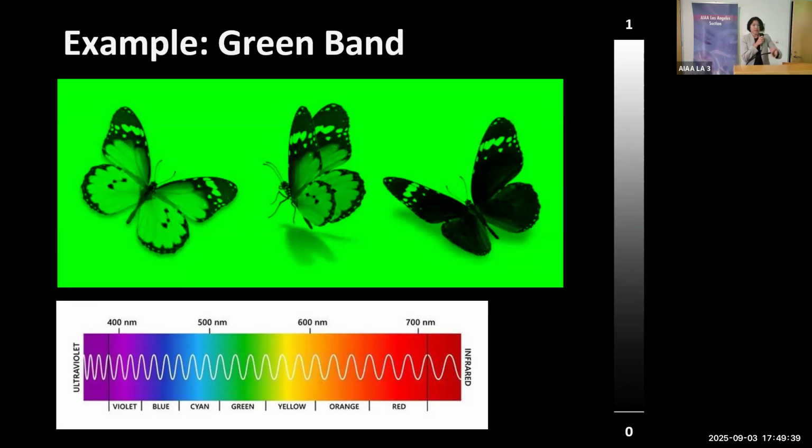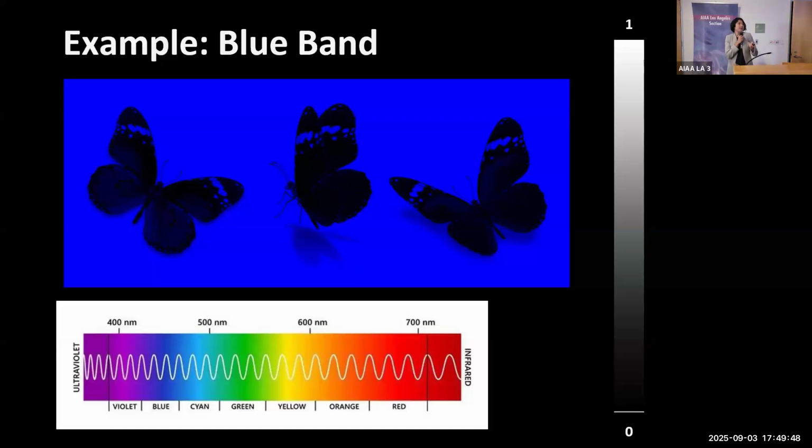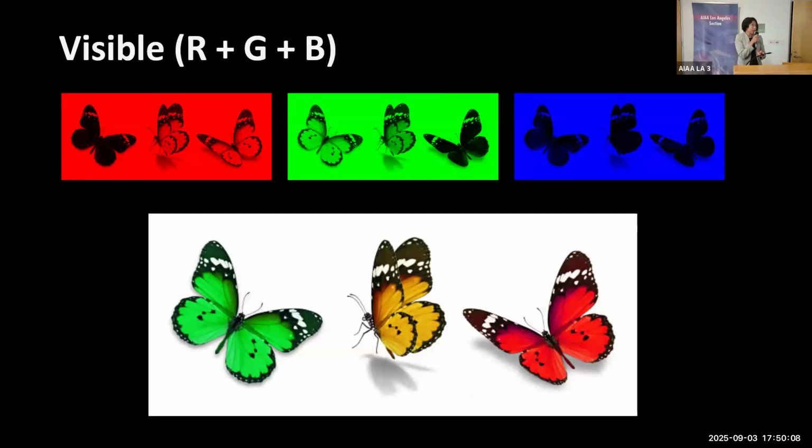So this is for the green band. Now you see the inverted effect, where the green butterfly shows up as really white, while the red butterfly shows up as really dark. And then the blue band: blue is slightly more towards the middle of the electromagnetic spectrum. So you can see that pretty much all the butterflies look dark, while the one that is green, which is closer to blue, appears a little bit lighter. So using these band combinations, we get the color in the original image.